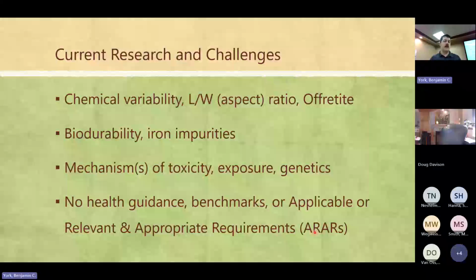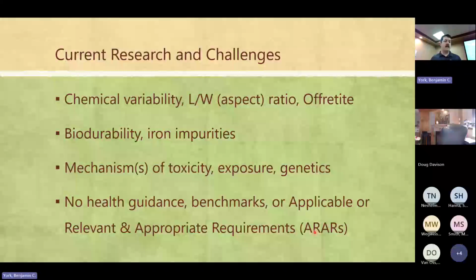But then you get into the aspect ratio. My fibers, these Erionite fibers, are too long or too short, too fat, too thin. And then maybe people think I have Erionite, maybe it's just offretite. Maybe I have an offretite that I'm pretty sure is offretite, but maybe it turns out to be Erionite. So a lot of confusion on what am I actually looking at when I'm trying to study this stuff.